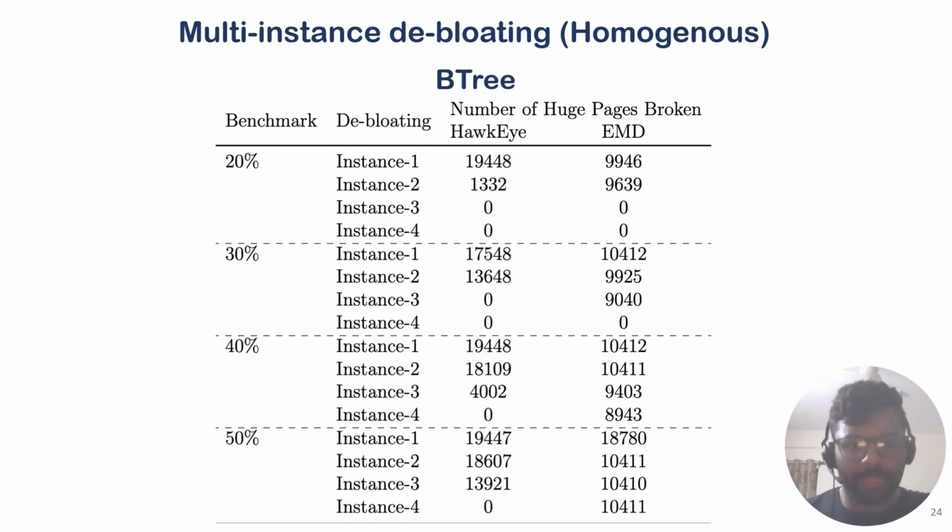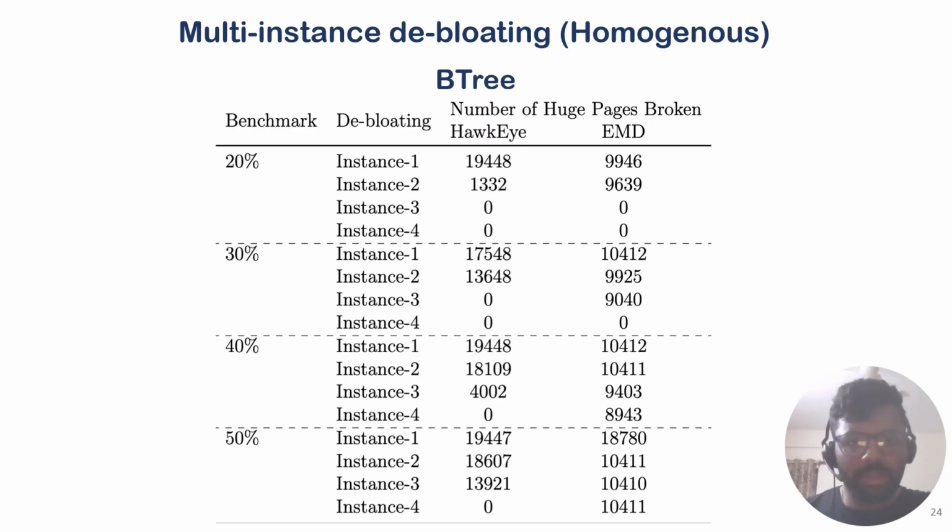impact. Now, under multi-tenancy, we execute 4 identical instances of B-tree, launching them one after the other with a few seconds of delay in between. The table shows the number of huge pages broken across all 4 instances of B-tree for various de-bloating levels. Hawkeye breaks huge pages one instance at a time based on the process arrival order. It starts de-bloating memory from the first instance and moves on to the next instance only after scanning the address space of the prior one.